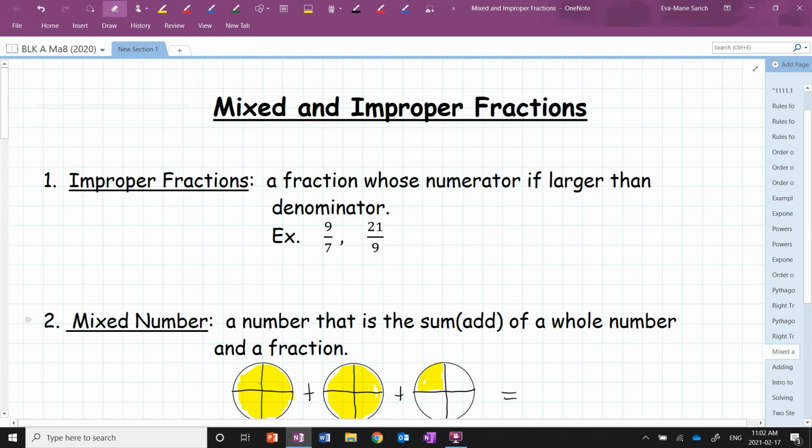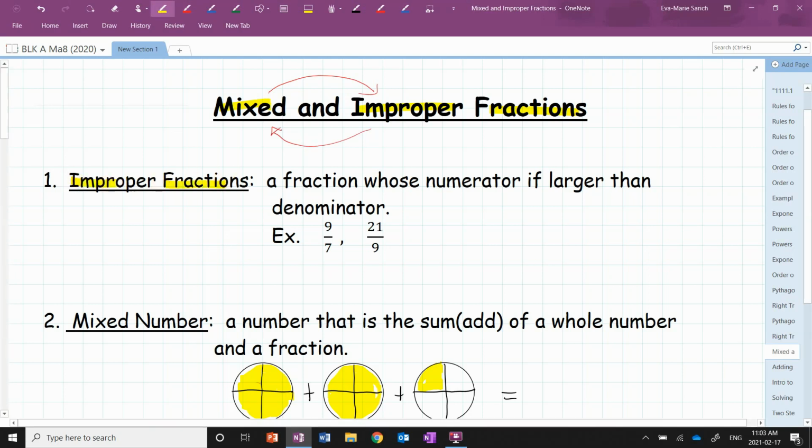Hello, grade 8s. Welcome to the second lesson in the fraction unit. Today we're looking at mixed and improper fractions. Now, mixed and improper, we have to be able to work back and forth. So we're going to be able to convert mixed to improper and improper to mixed. So before we do that, you need to know what improper and mixed fractions are. So we'll start with that.